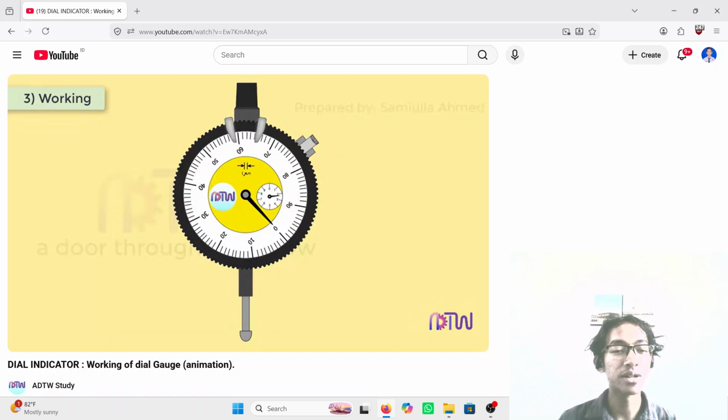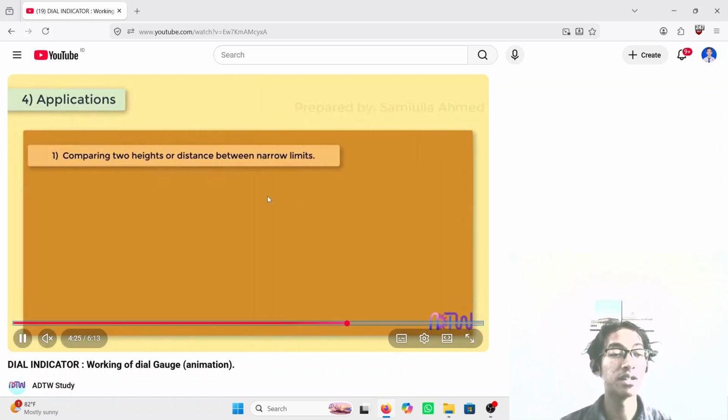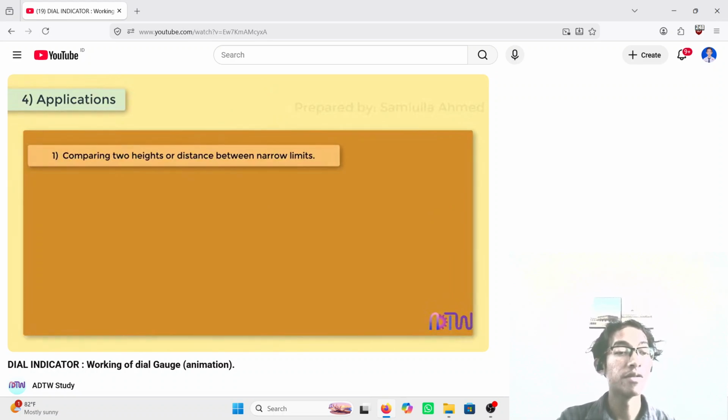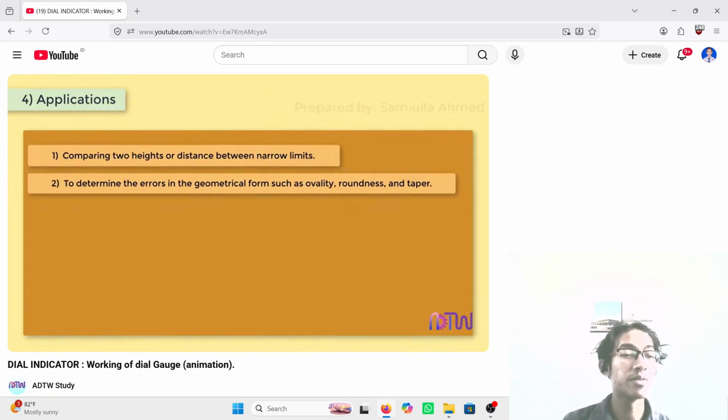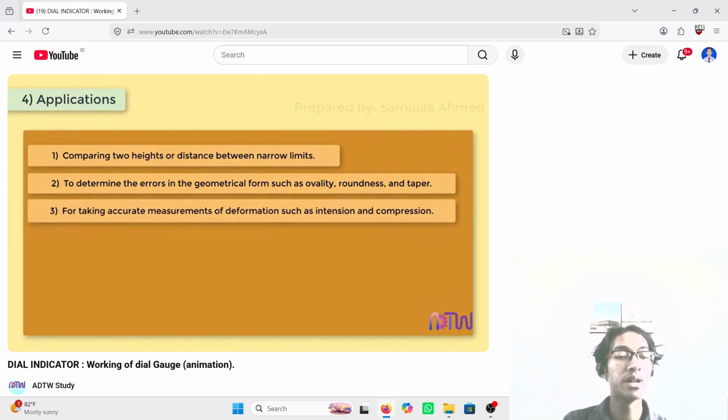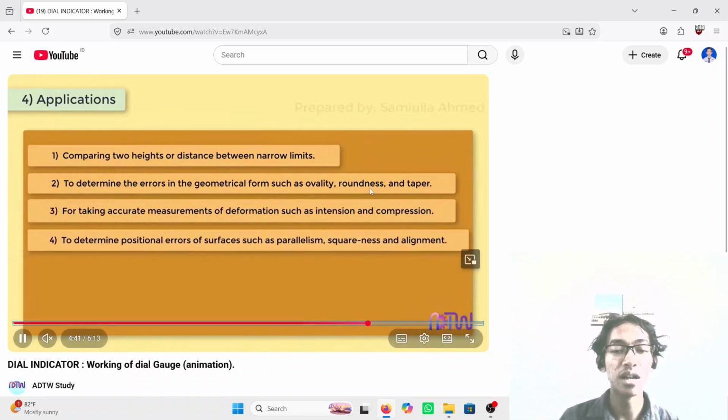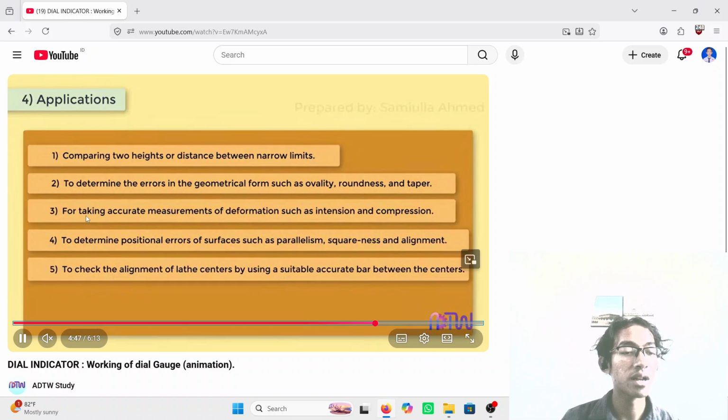The next thing is we are going to discuss the applications of the dial indicator. First, the dial indicator can compare two heights or distances between narrow limits. Second is to determine errors in geometrical forms such as ovality, roundness, and taper. Third, the dial indicator is for taking accurate measurements of deformation such as tension and compression. Fourth is to determine positional error of surfaces such as parallelism, squareness, and alignment.